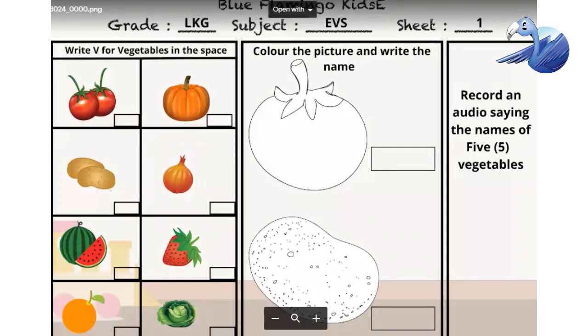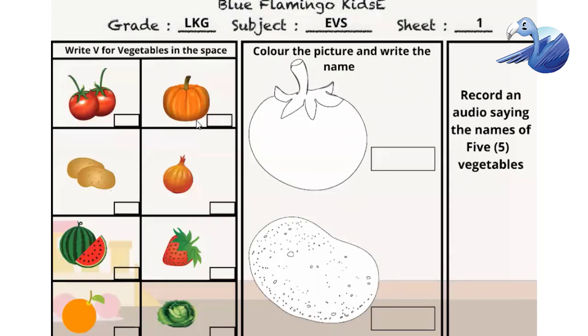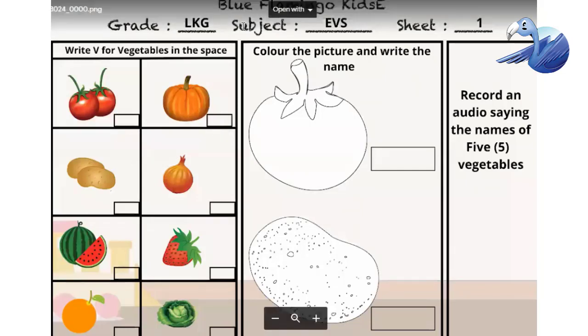Yeah, so this is the EVS worksheet, students. We have to write V for vegetables in the space provided. These are the boxes, can you see these boxes, students? In these boxes, we have to write whether it is a vegetable or a fruit. So we only have to identify vegetables, and we have to write V for vegetables.